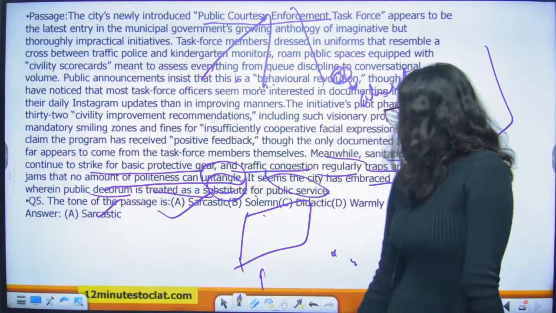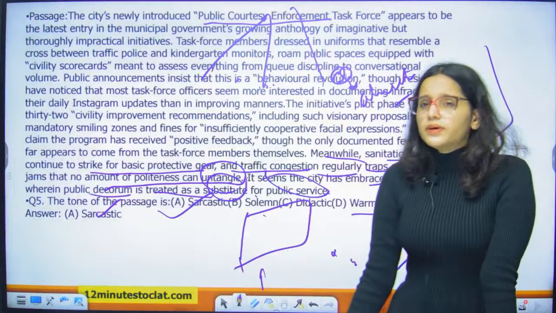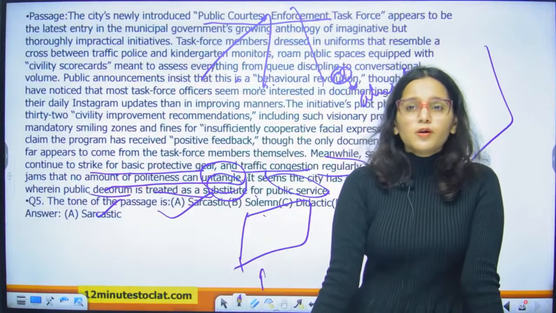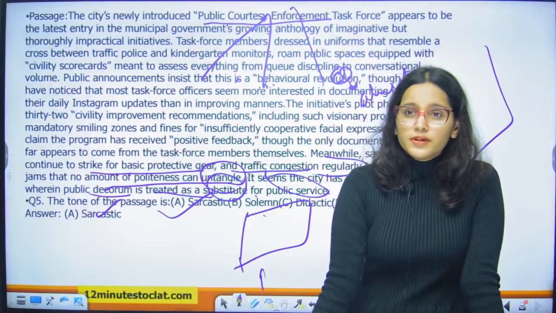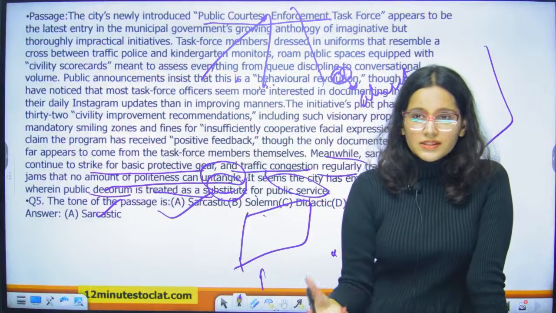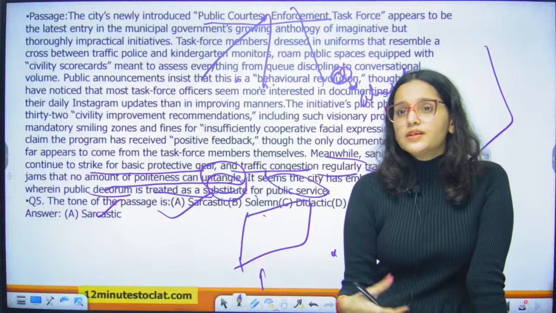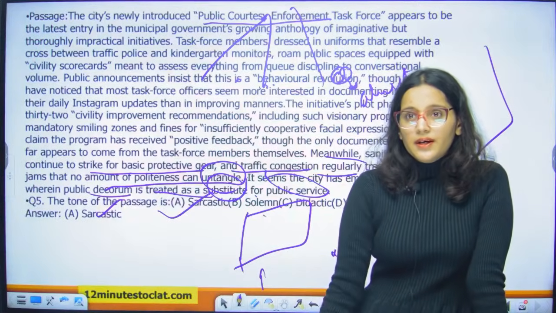What are you asking, dear? But say warmly humorous is when you are humorous, but not in a condescending manner. You are making fun, but not in a condescending manner, in a very light-hearted manner. That is warm humorous.